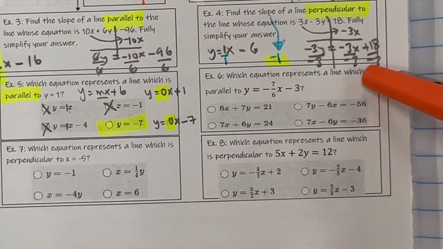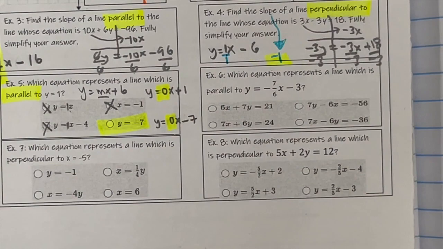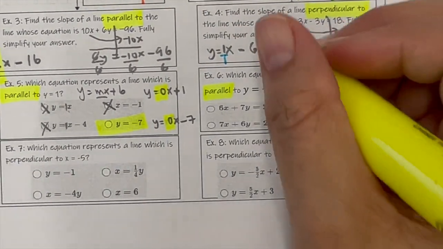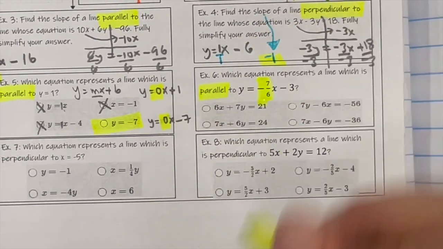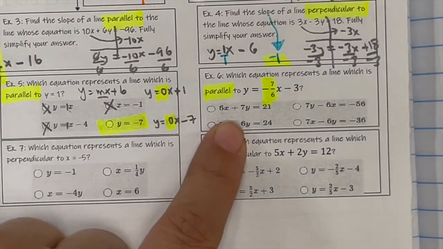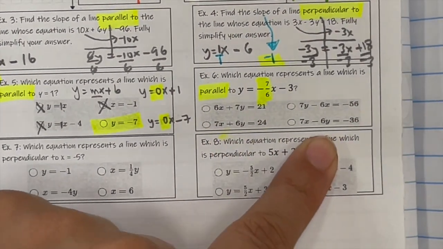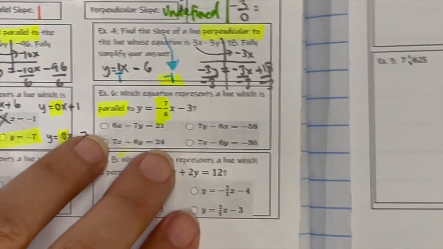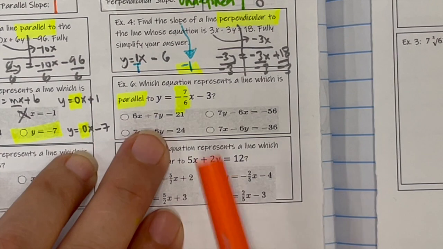Which equation represents a parallel line? So this is another parallel one. What can you tell me about the slopes? They need to be the same. So the slope needs to be that. Obviously I can't tell the slope from any of this, so I follow the steps to put the equation into y equals mx plus b first, right? So let's do that. Take our answers.